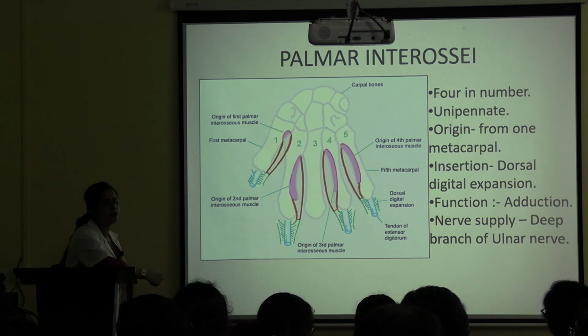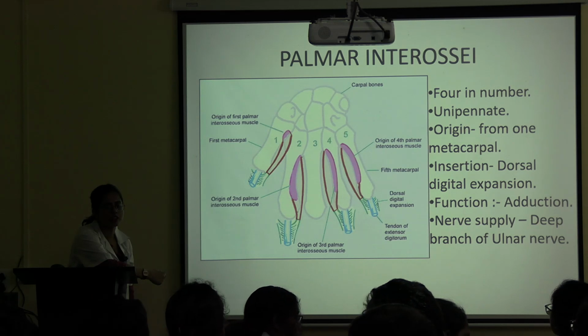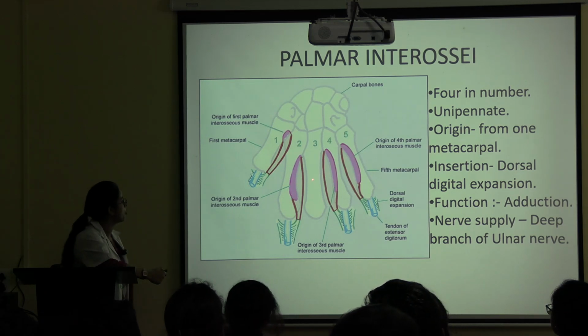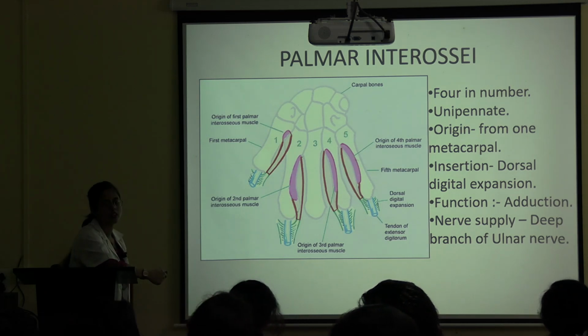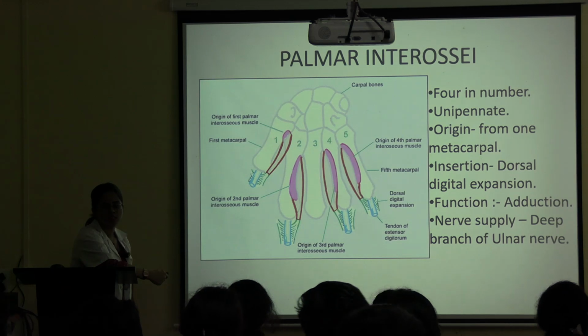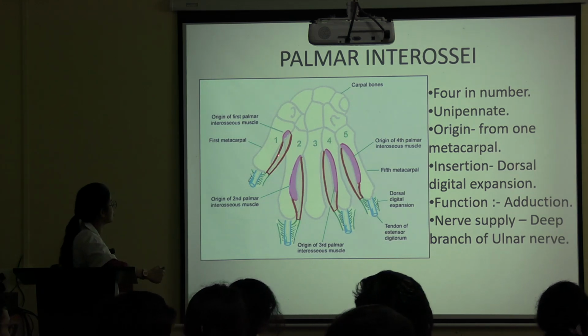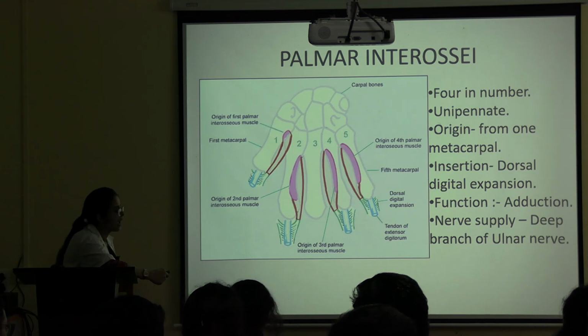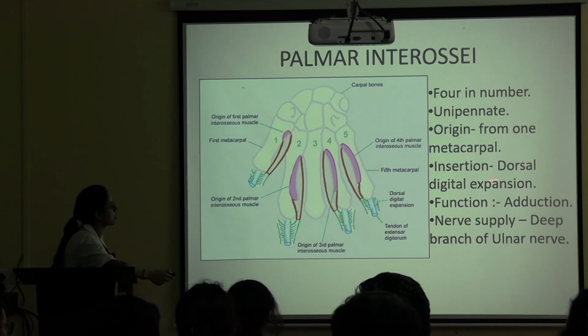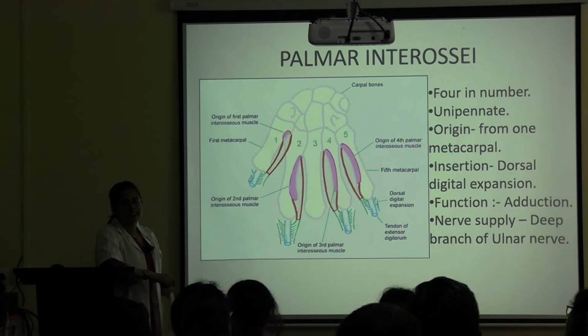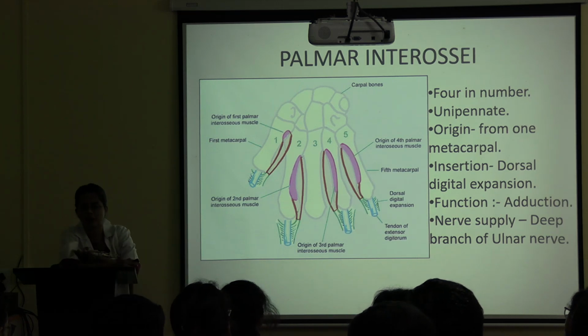So can you tell me from where the palmar interossei are originating? What is this bone? No, this is metacarpal. So it is originating from the metacarpal bone and it is getting inserted in dorsal digital expansion. Can anyone tell what is dorsal digital expansion?